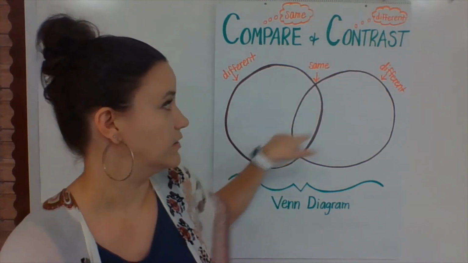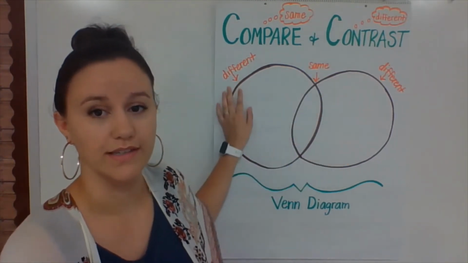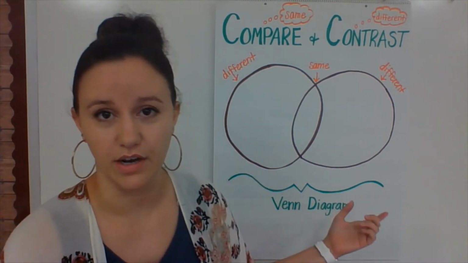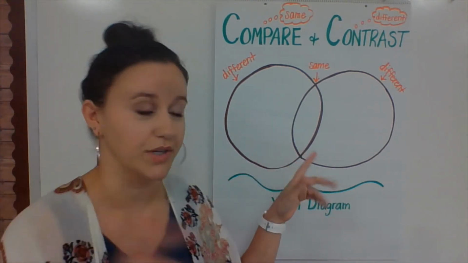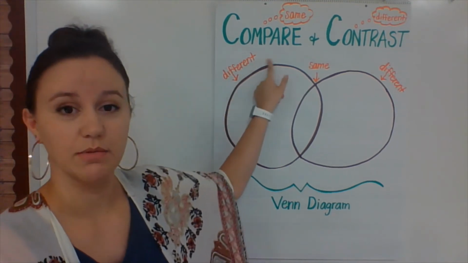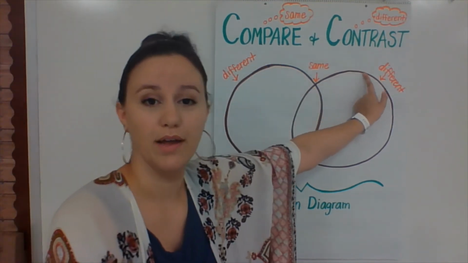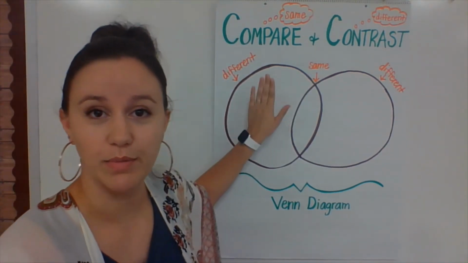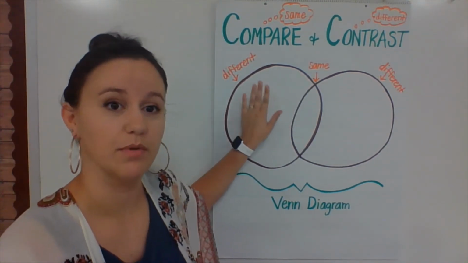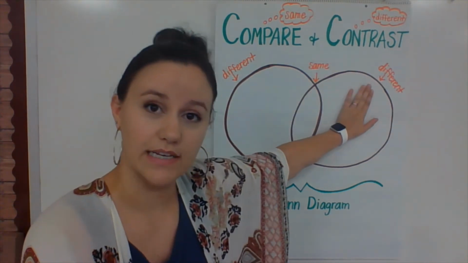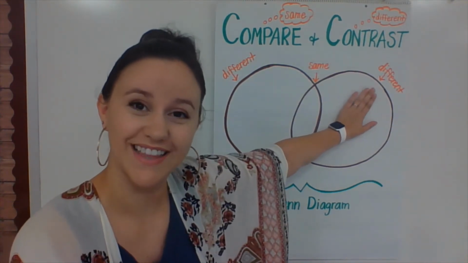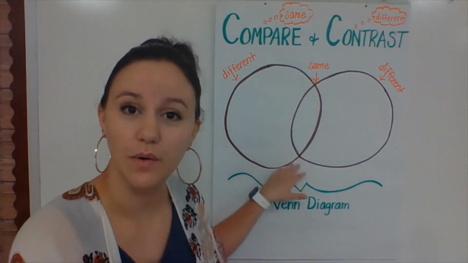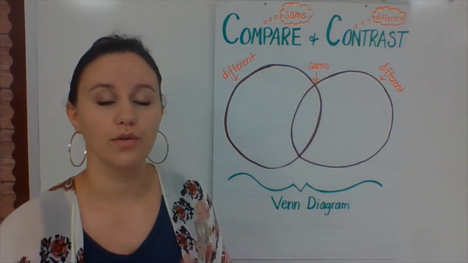So on the outside circles is where you write and draw the things that are different. So in this case, if I was making a Venn diagram to compare and contrast our two characters, I would write Chrysanthemum's name up here, and I would write Wimberly's name over here. And so this part of the circle would be for things that are about Chrysanthemum that are different, and then Wimberly's things that are different will go over here. And then the way that they're the same will go in the middle. So let's think about that.